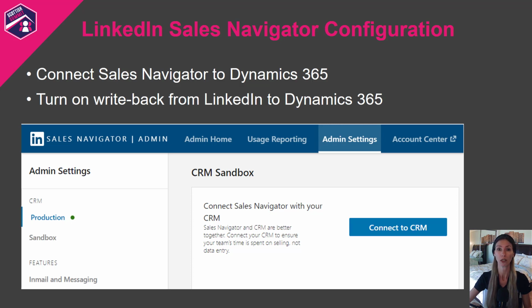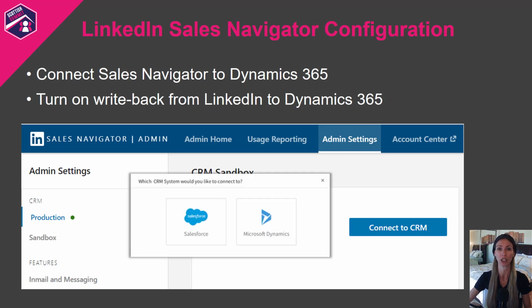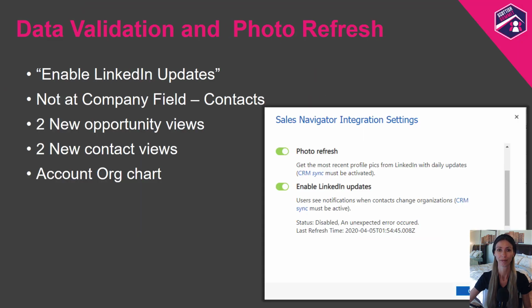Once you have successfully connected Dynamics 365 and Sales Navigator, you will need to set your Sales Navigator CRM settings for the entire organization. All of those options are accessible from the same page in Sales Navigator. After the sync has been configured, you can also configure data validation.